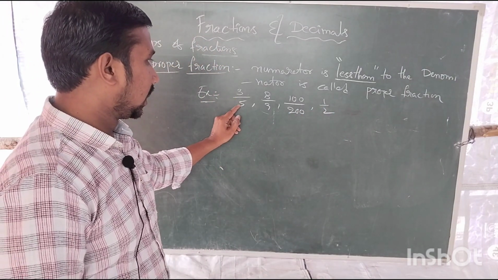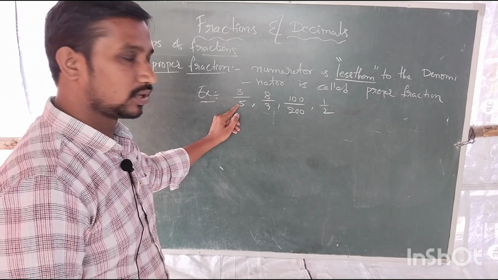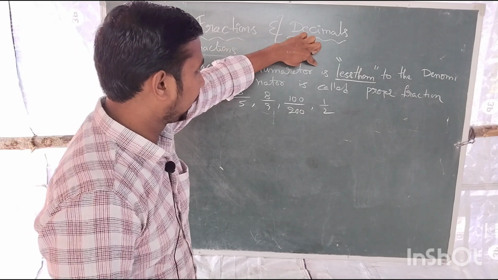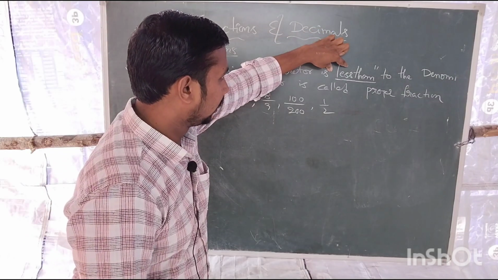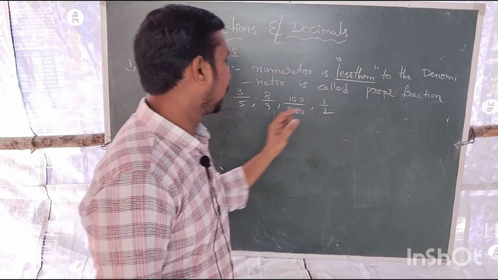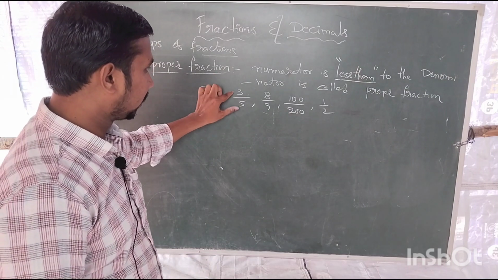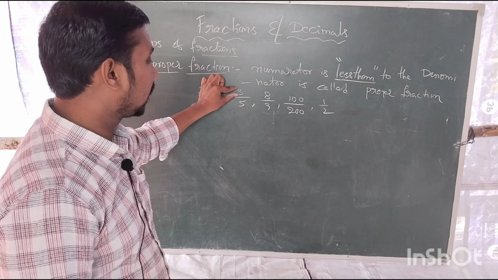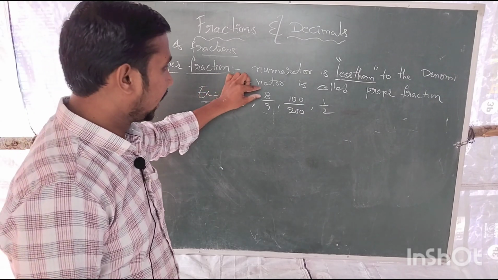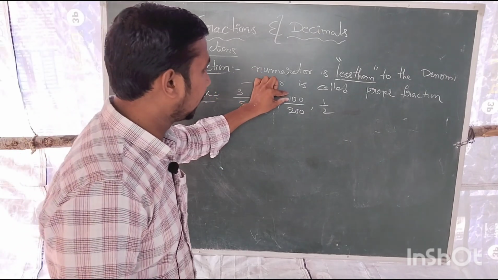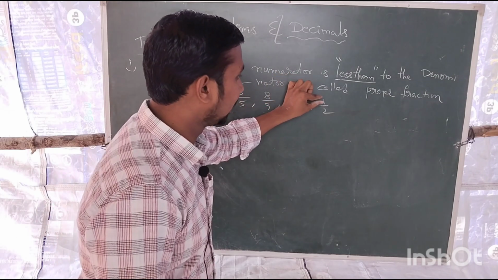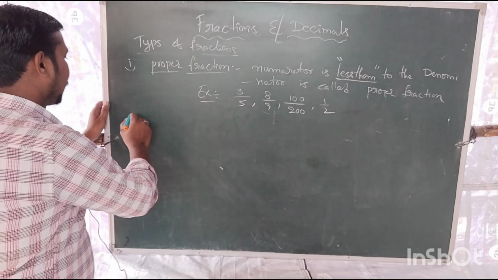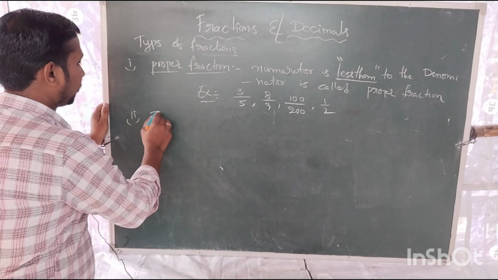Numerator is less than the denominator. It is the definition for that. So you have to compare these two numbers. This is 3, this is 5. 3 is less than 5. 8 is less than 9. 100 is less than 200. 1 is less than 2. Children, remember this. Next, second one is improper fraction.